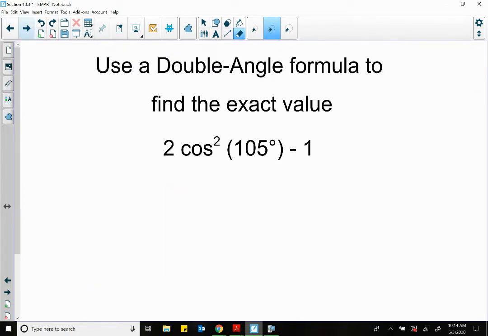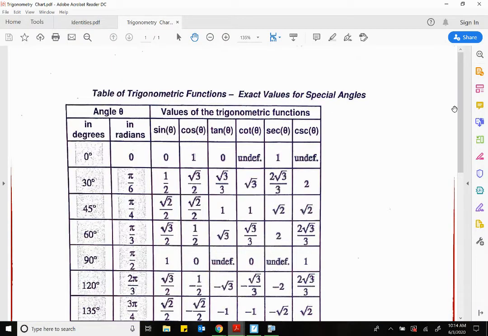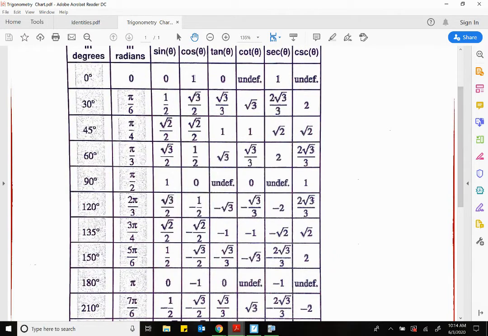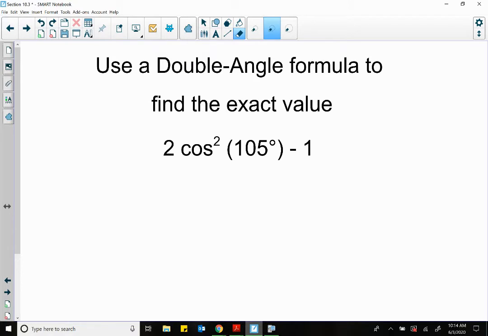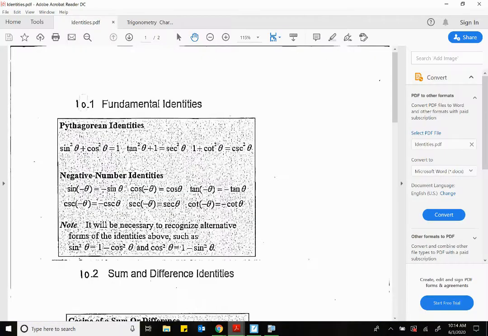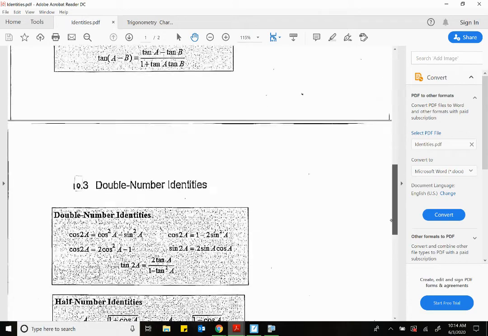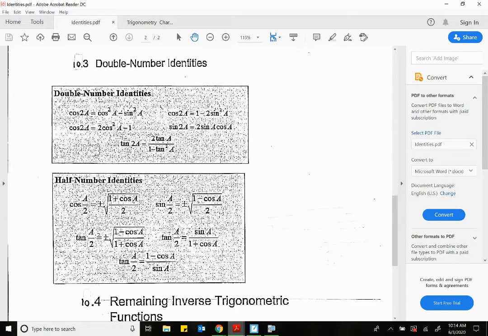All right, so it says use the double angle formula to find the exact value. So right now, if you go out to your notes and look at our chart, we don't have an angle 105. Okay, we don't. See, it's not there. But they've given us a hint. They said use a double angle. So let's look at this. It says 2 cosine squared minus 1. So let's go back out here and let's look for that idea. Do you see a 2 cosine squared minus 1? Yes, it's right here. We used it in the previous one.